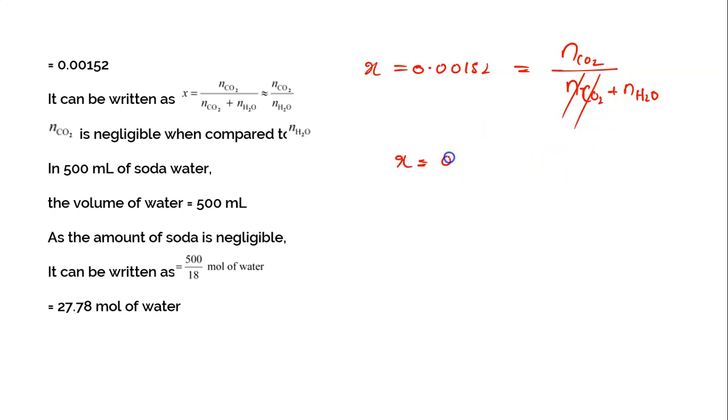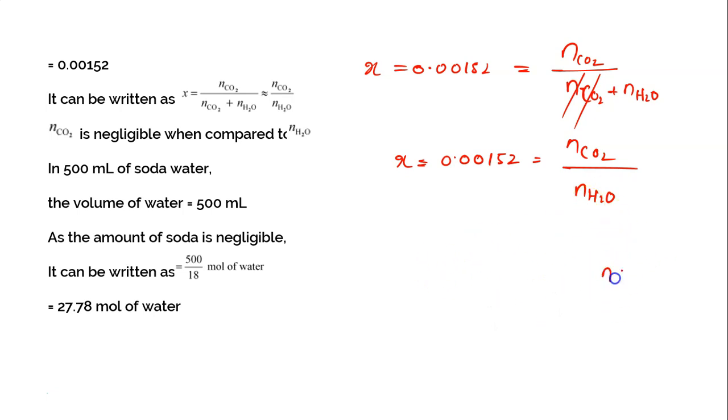So X is equal to 0.00152, which is equal to the number of moles of CO2 divided by moles of H2O. Now, as per the calculations that we have conducted on the last page, we already know the number of moles of water. Otherwise, you can also calculate it in one shot.